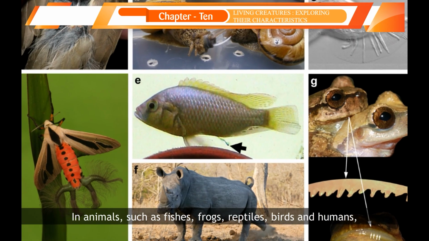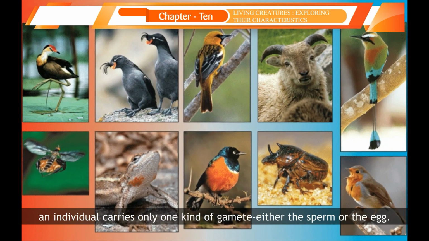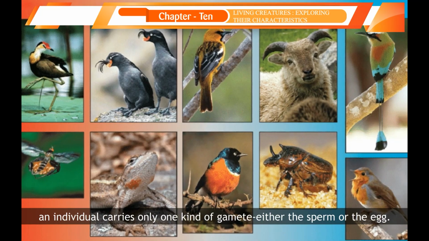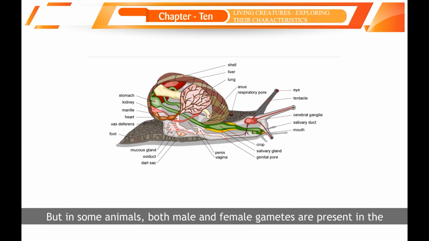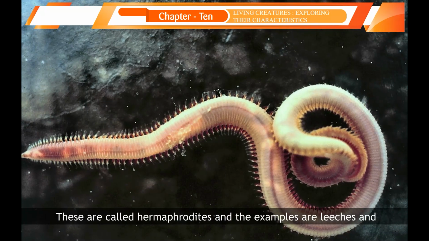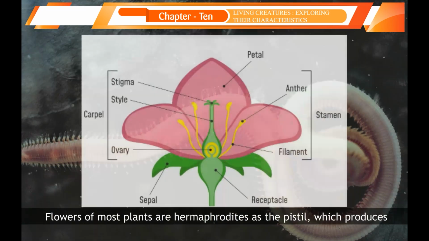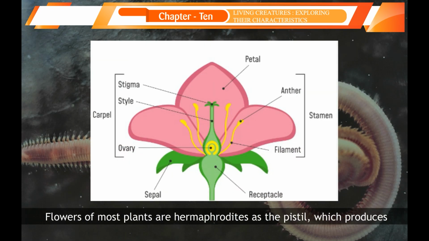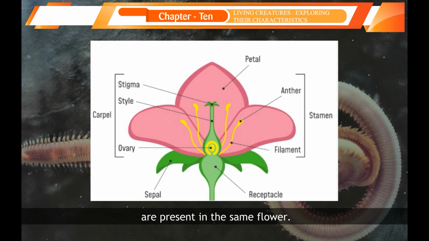In animals such as fishes, frogs, reptiles, birds, and humans, an individual carries only one kind of gametes, either the sperm or the egg. But in some animals, both male and female gametes are present in the same individual. These are called hermaphrodites, and the examples are leeches and earthworms. Flowers of most plants are hermaphrodites, as the pistil, which produces the egg cell, and the stamen, which produces the male gamete, are present in the same flower.